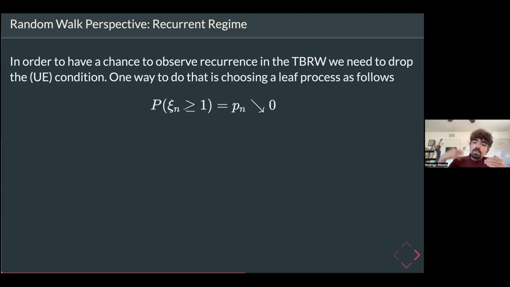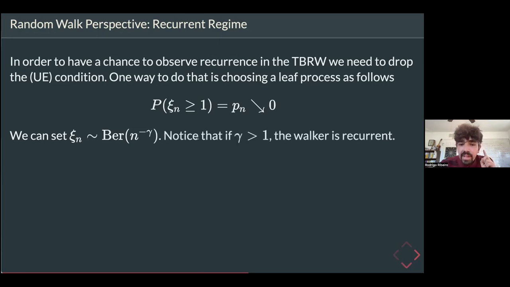The probability of adding at least one vertex at time n is some constant p_n, and it goes to zero in time. So from the perspective of the walker, this means that adding at least one new vertex to the environment is becoming harder and harder. One way to choose a sequence like this is to start with a Bernoulli sequence with a time-dependent parameter that goes to zero polynomially fast. One observation is that if gamma is larger than one, the walk is recurrent. You gain this for free.